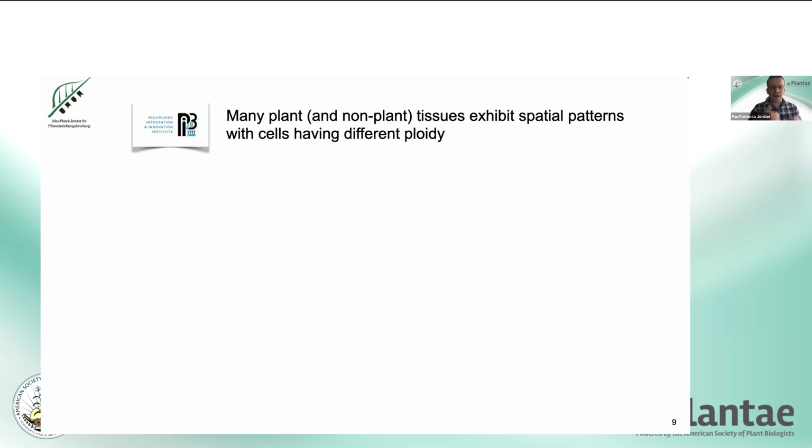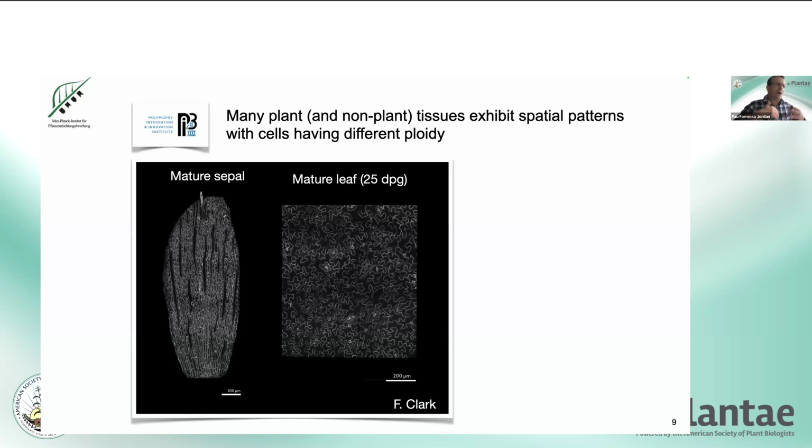Good. So we have patterns of different cell types in many, many tissues. And actually, recently, we teamed up and we are part of the NSF BII Integration Institute, which is called the Polyploid Integration and Innovation Institute, with many groups in the US, where we try to understand how polyploidy affects tissues, organisms, and so on and so forth. And so the fact is that many plants and actually non-plant tissues exhibit spatial patterns with cells having different ploidy. So it means that different cells have different amounts of copy numbers of chromosomes, right? And for instance, in the sepal, the giant cells can have 8 copies of the same chromosome, or 16 or 32 even.